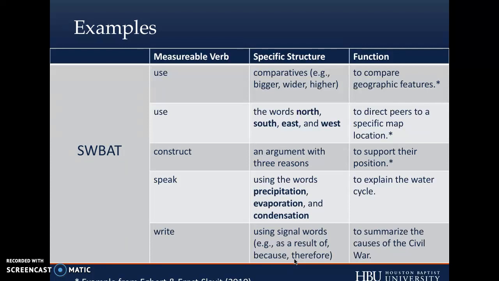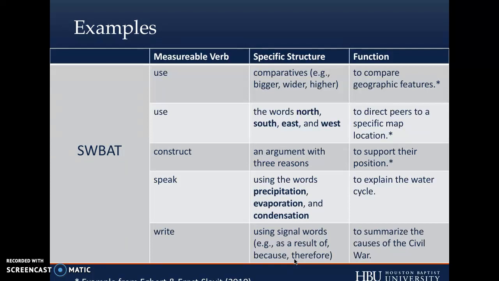Construct an argument with 3 reasons to support a position. So students will be able to construct an argument with 3 reasons. So there's your specific structure. It's a discourse level language need, because they're going to need more than one sentence to explain that.